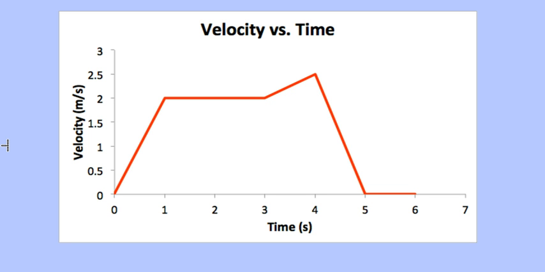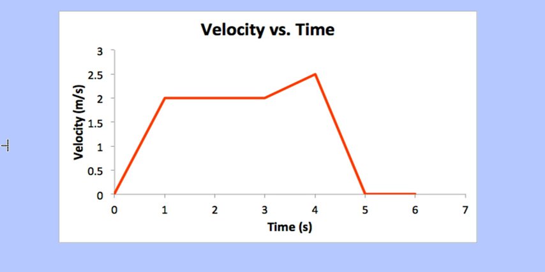Once again, if we look at this graph, we see that between 0 seconds and 1 second, our object is speeding up. It goes from 0 meters per second to 2 meters per second. And then from 1 to 3 seconds, it stays going the same velocity, 2 meters per second. So it's going a constant speed and in the same direction. From 3 to 4 seconds, it once again speeds up from 2 to 2.5 meters per second. And then from 4 to 5 seconds, our object is slowing down. It's going from 2.5 all the way back down to 0. It stops at that 5-second mark and stays stopped.